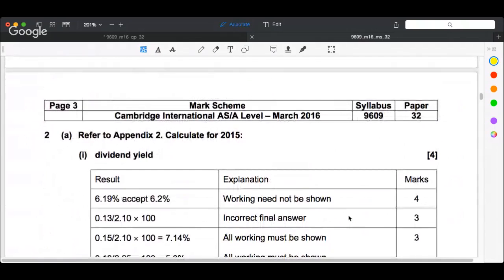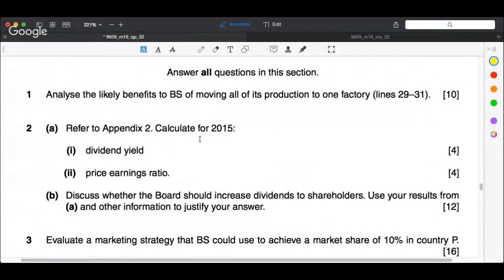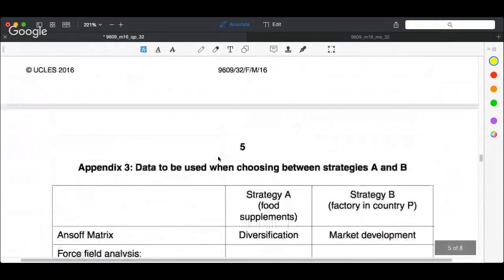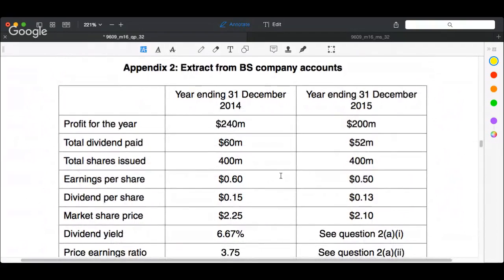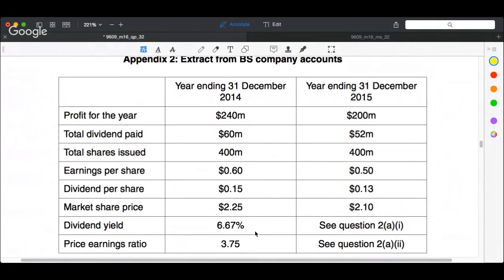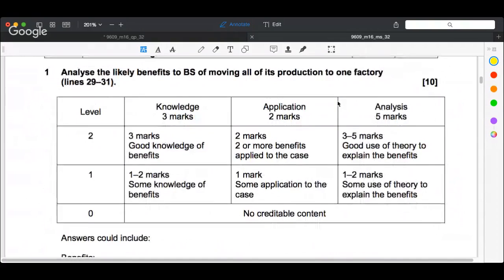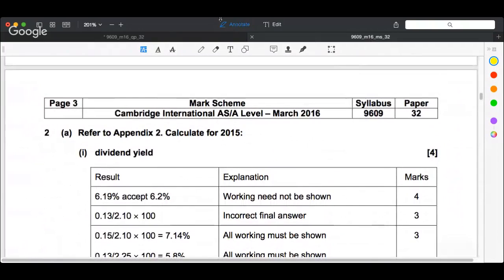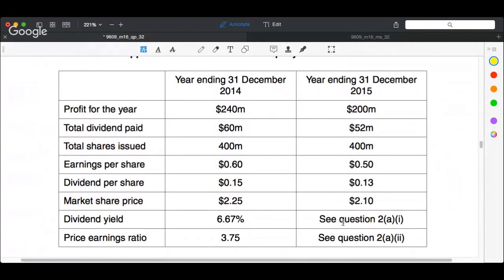Now let's get down to the dividend yield question. So the question here was, refer to Appendix 2, calculate the 2015 dividend yield. What they're actually saying is, where's the dividend yield? So they're saying 6.67% for 14. What do they want it for? They want it for 15. So refer to Appendix 2, which is what, for 14, is it? Ah, yeah, okay. So all they need to do is work it out.